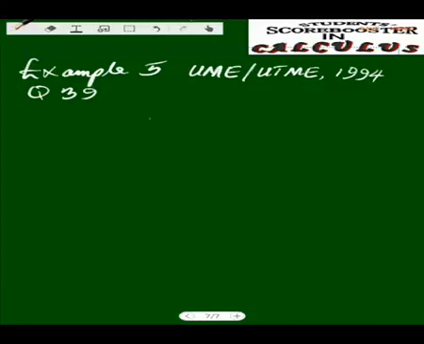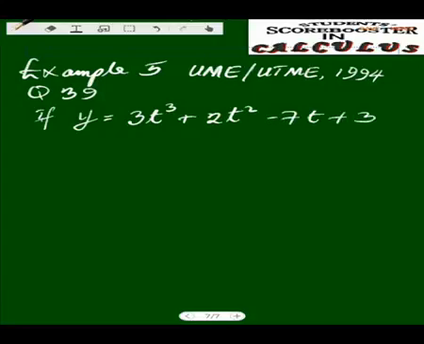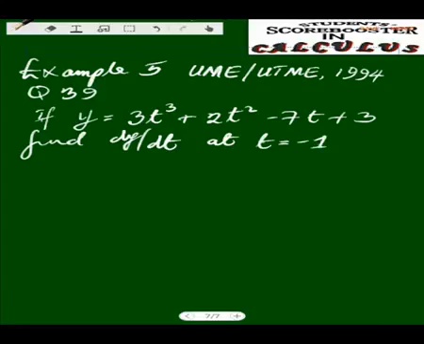So the question goes thus: if y is equal to 3t cubed plus 2t squared minus 7t plus 3, find dy/dt at t equals minus 1. So this is the UTME question. So I present the ScoreBooster solution in this form.